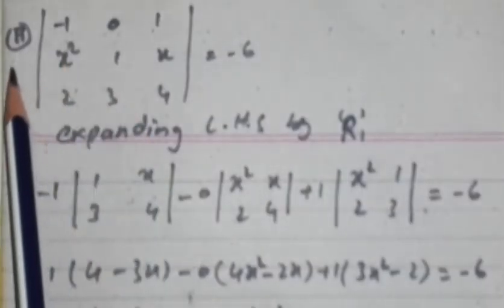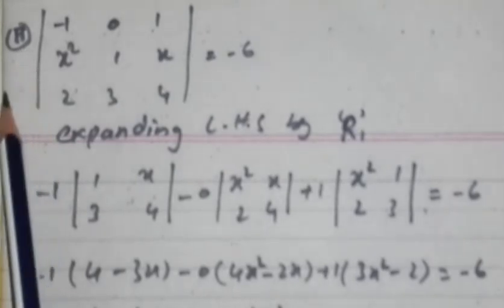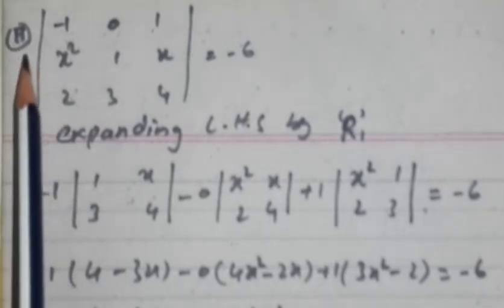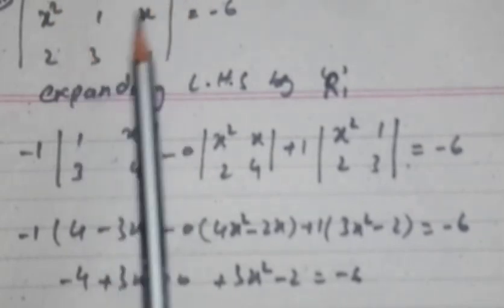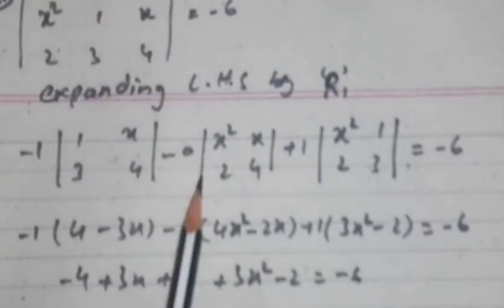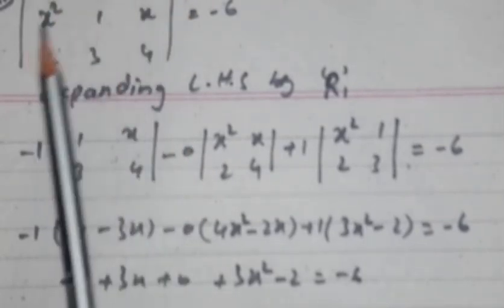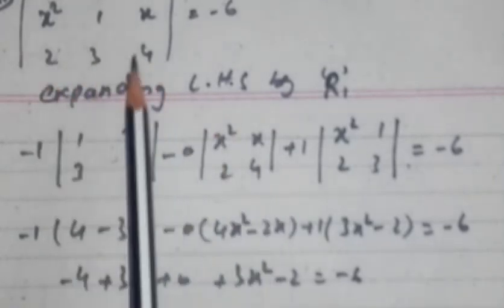Now the next question, second part. First part we have done in the previous lecture. Show when this determinant of this is equal to this, then find the value of x. Expand this by column first. Minus 1, cancel these two, 1 x 3, 4 minus 0, cancel these two, here we get x square, x 2, 4, and plus 1, cancel these two, here we get x square, 1 2 3 equals to minus 6.